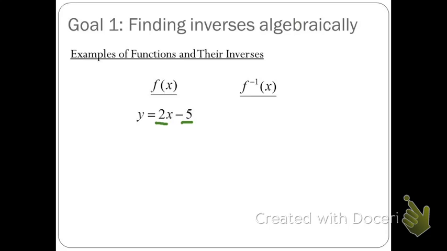Here's what I mean mathematically. This function doubles the input value and then subtracts 5 from it. So the inverse of that function would first add 5 to its input value and then divide by 2.